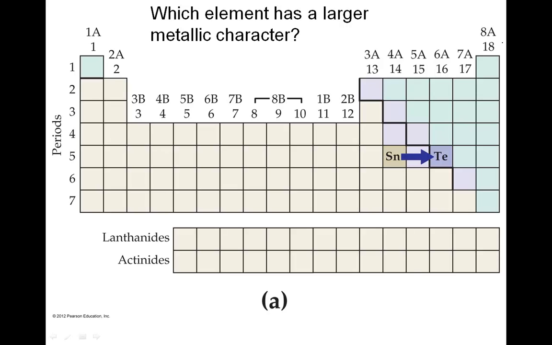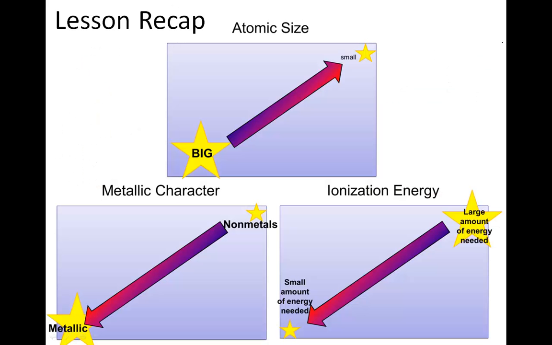All right, so which element has a larger metallic character? Sn or Te? Sn. Sn is larger because it's closer to the bottom left-hand corner. What about silicon or tin? Tin, because it's closer to the bottom left-hand corner. So this is what you have to think about whenever you're trying to decide which element has a larger radius, larger ionization energy, or larger metallic character: how and where is it located on the periodic table?